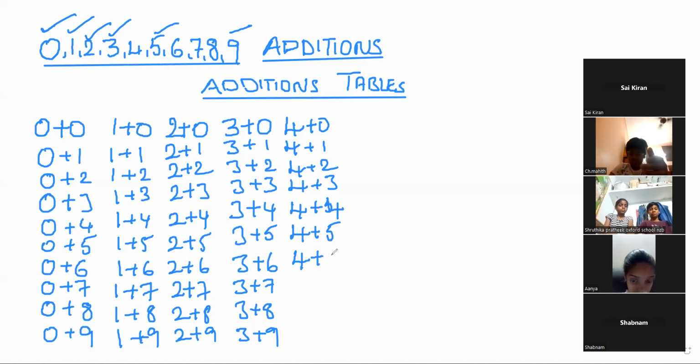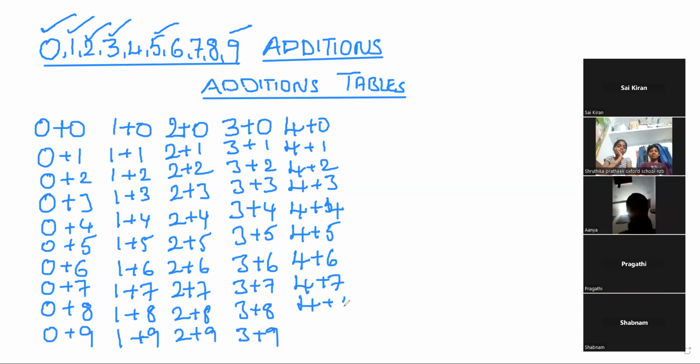Then they add 4 to 6. They added 4 to 7, 4 to 8, and finally 4 to 9. Right?